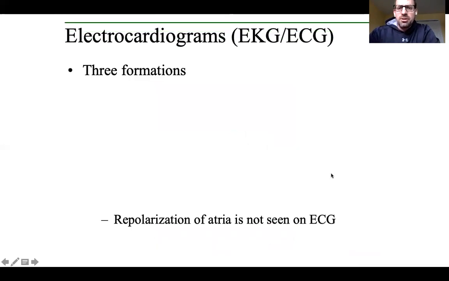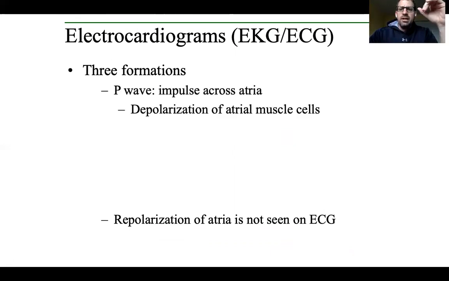So the electrocardiogram, EKG or ECG, there are three formations that we're concerned about. The P wave is when the electrical impulse travels across the atria. We get that little bump for the P wave. That is caused by the depolarization of your atrial muscle cells. So they are all firing that action potential when we see that P wave. All the atrial muscle cells are contracting.